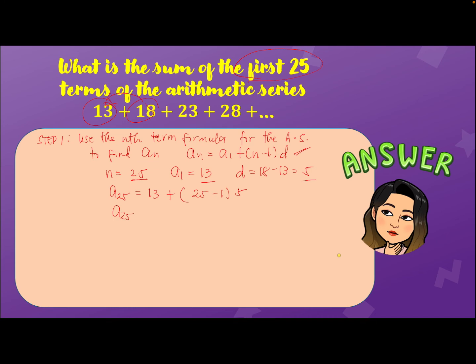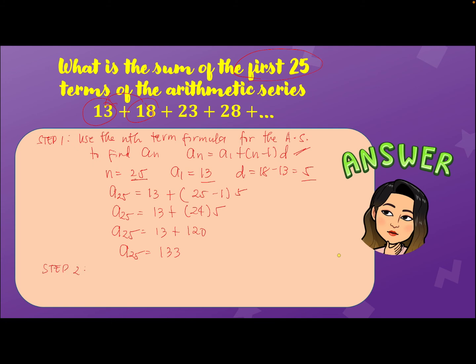A sub 25 is equal to 13 plus 25 minus 1, that is 24, times 5. So a sub 25 is equal to 13 plus 24 times 5, that is 120. So we got a sub 25 is 133. So now we have a sub 25, which is 133. Next, let's have step 2.